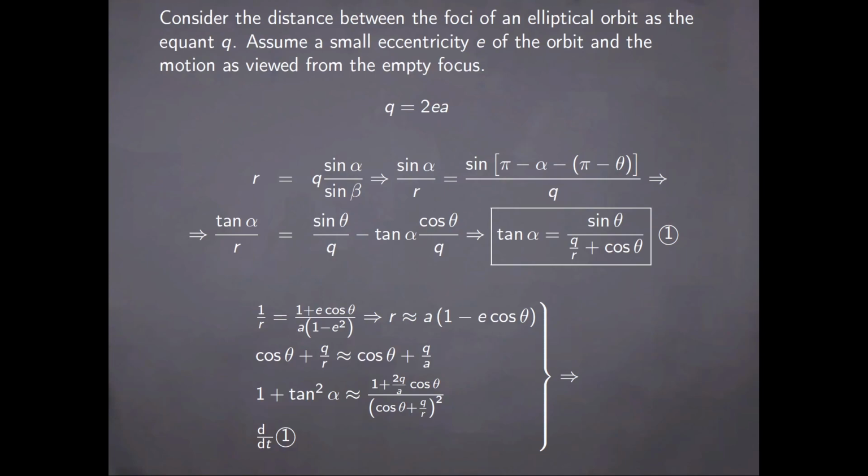Still on the topic of elliptical motion, we will now consider an elliptical orbit and name the distance between the two foci of the ellipse the equant, and we will denote this with q. And we will assume the particular case of a small eccentricity of the orbit, and we will try to discuss the motion as viewed from the empty focus. So with this definition of the equant, q is simply given by the product 2 times the eccentricity times the semi-major axis.